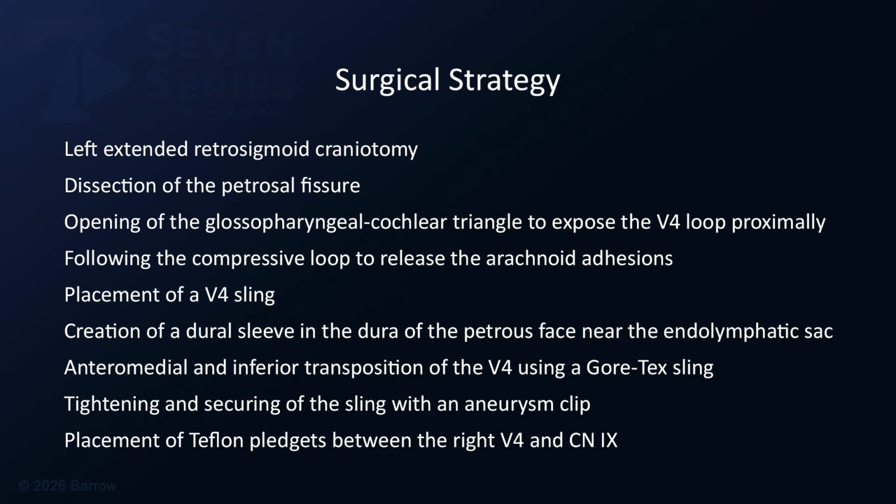Surgical strategy consisted of a left extended retrosigmoid craniotomy, dissection of the petrosal fissure, opening of the glossopharyngeal cochlear triangle to expose the V4 vertebral artery loop, following the compressive loop to release arachnoid adhesions, placement of the Gore-Tex V4 sling, creation of a dural sleeve in the dura of the petrous face near the endolymphatic sac, anteromedial and inferior transposition of V4 using the Gore-Tex sling, tightening and securing the sling with an aneurysm clip, and finally placement of Teflon pledgets between the right vertebral artery and the vagus nerve.